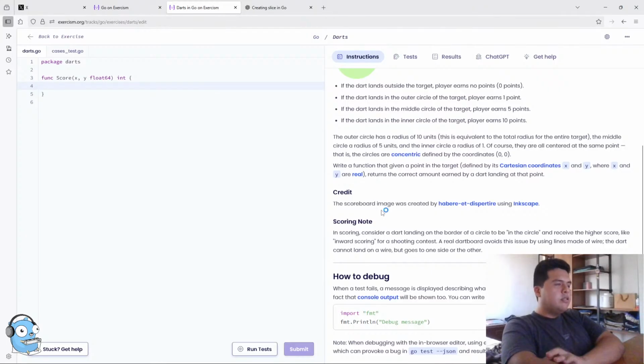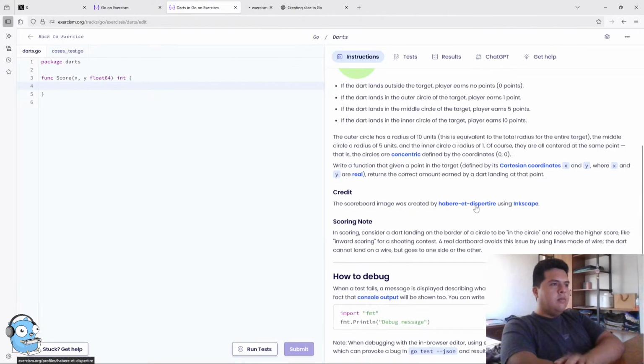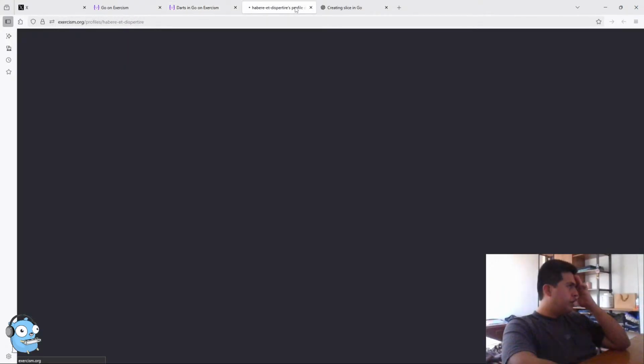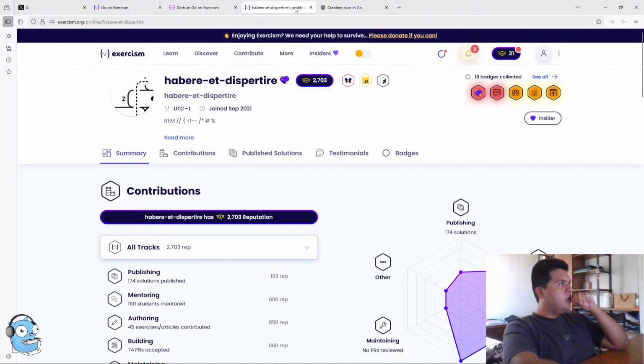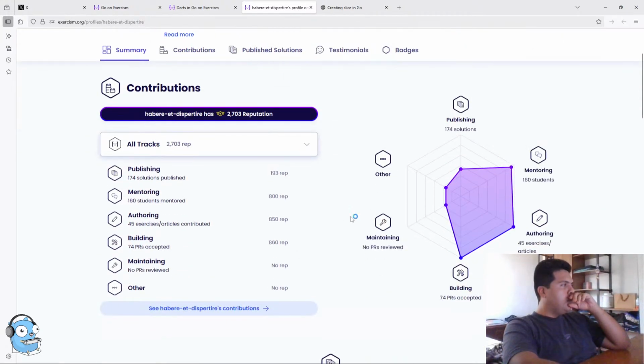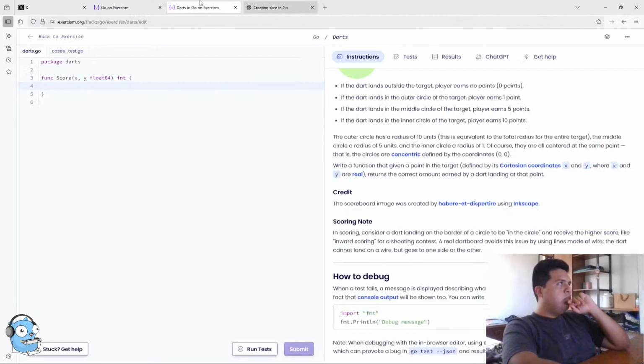Credit, the scoreboard image was created by, okay, I'm using Inkscape. What is Inkscape? Okay, I remember that, a tool I remember because I watched it sometimes in my university. Okay, that's good.